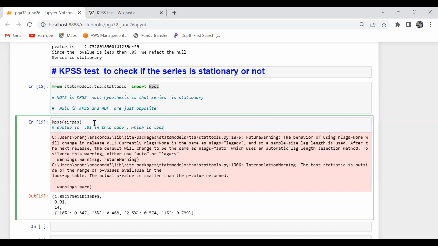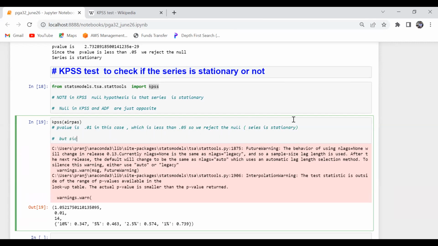which is less than 0.05. So we reject the null. And what was the null? Null was that the series is stationary. But since we are rejecting the null, the conclusion is that the series is not stationary.